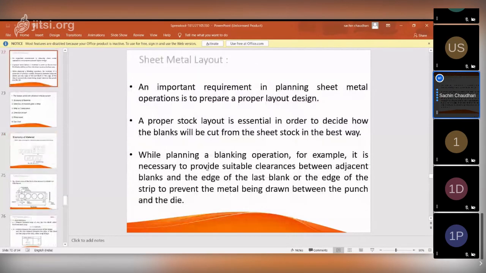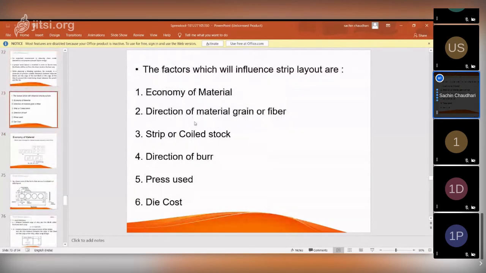So the next important factor which influences the strip layout is the direction of material grain or fiber. Okay, so guys, this factor is to be considered if the cut blanks have to undergo any subsequent operation, such as bending or deep drawing. So when operations like bending or deep drawing are considered, then this factor may influence your layout of strip.